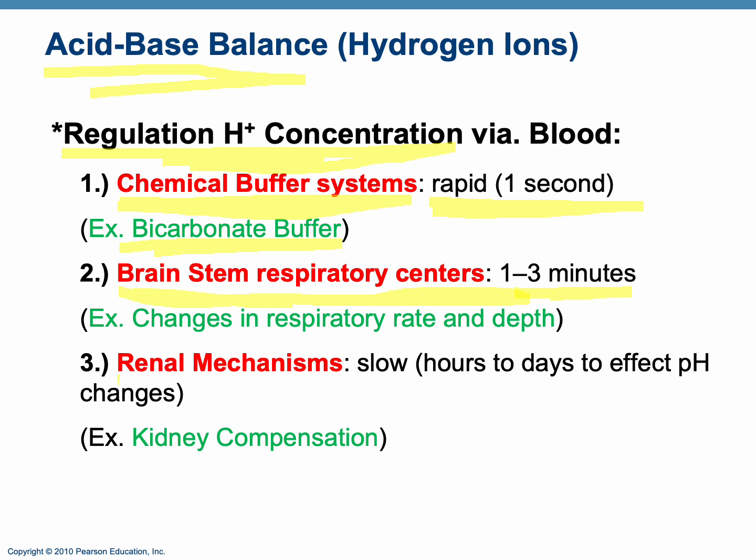And the last mechanism when it comes to changes in the blood pH with responses to changes in hydrogen ion concentration are the renal mechanisms, referring to the kidneys. This is the slowest process. It might take hours. It may even take days to actually affect the blood pH. And so kidneys are compensating for this change in blood pH in arterial blood.